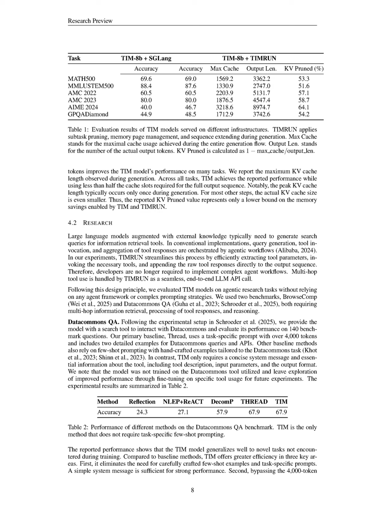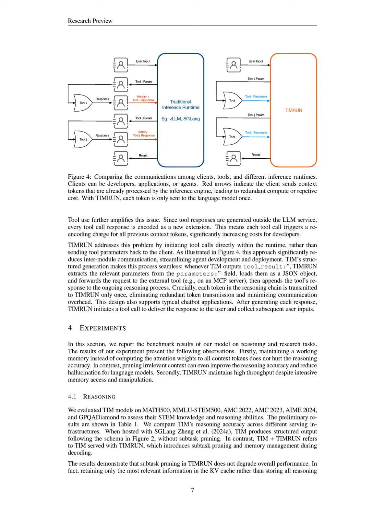Additionally, TIM was evaluated on agentic research tasks using benchmarks like BrowseComp and DataCommons QA, demonstrating its efficiency in eliminating the need for complex agent workflows and task-specific prompts. The results indicated that TIM's structured output and subtask pruning not only maintained high throughput, but also improved reasoning accuracy by retaining only the most relevant information in the KV cache.